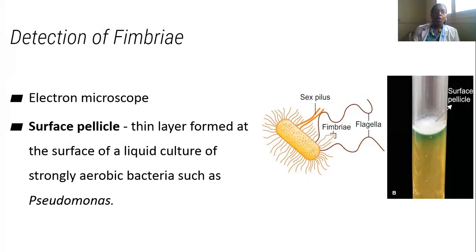So how can you detect this fimbria? One is by electron microscopy, the other is by the formation of surface pellicle, which is usually seen on the surface of liquid cultures. In the case of Pseudomonas, we can detect that.